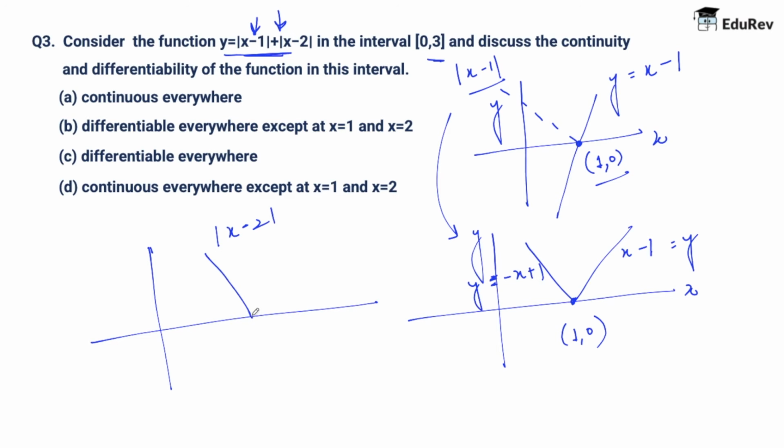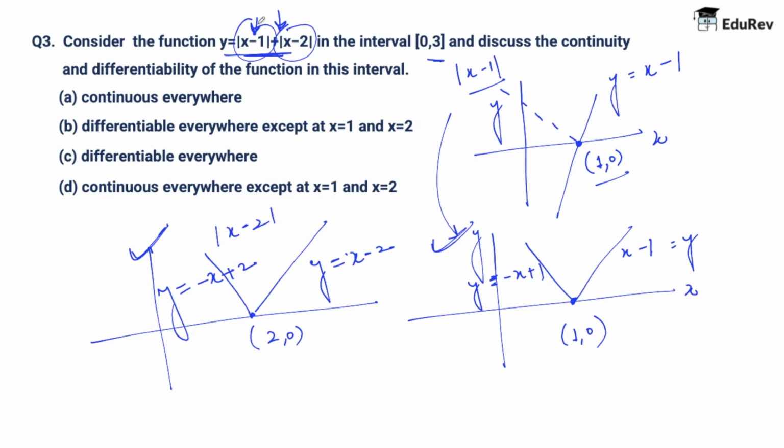It will be at point 2. That is (2, 0). So this is going to be y equals x minus 2. And this is going to be what? y equals minus x plus 2. So this is the curve for this portion, and this is the curve for this portion.